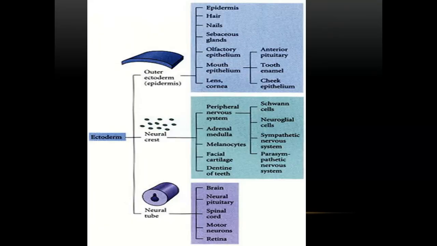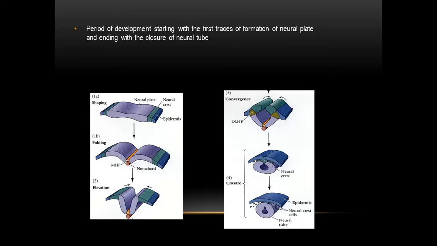Let's take a look at how the phenomenon of neurulation can be appreciated in a gross perspective. Here we're seeing a diagram, or two pictures, that represent the stages of neurulation, namely shaping, folding, elevation, and convergence. So you can say that the period of neurulation starts from the early traces of neural plate development until this neural plate later on transforms as an enclosed tube.